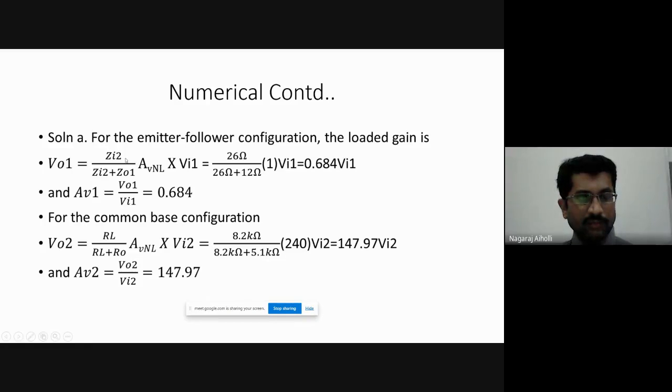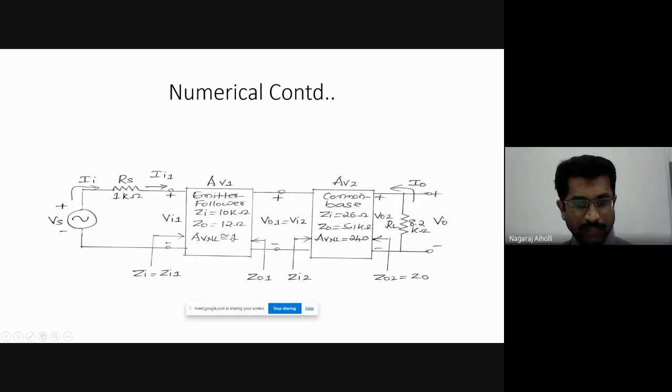Okay. Now we know Zi2, Z01, AVNL. Let's go back to the block diagram. What is Zi2? It is 26 ohms. That is, Zi2 is the input impedance of the common base, second stage.